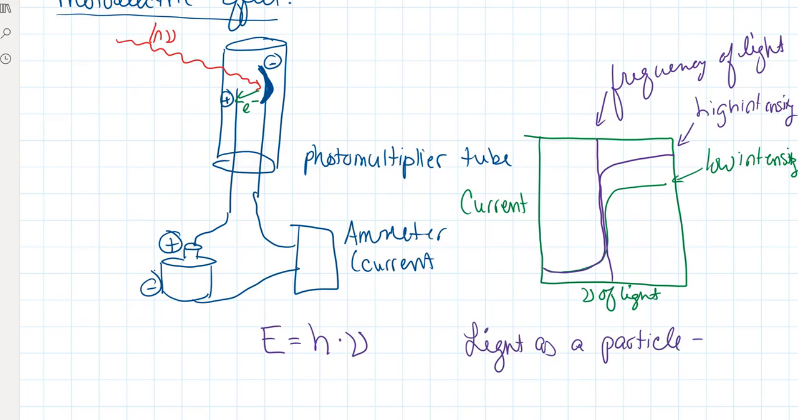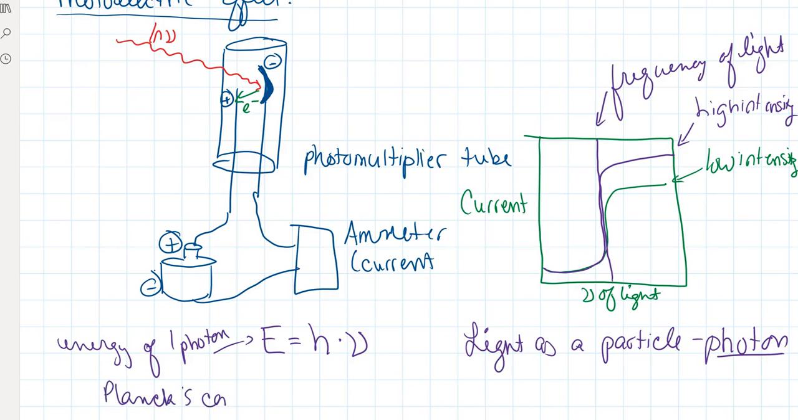And this way we can kind of count it. A particle of light is called a photon, and so this energy is the energy of one photon. h is Planck's constant. Max Planck was the guy that did all of the work on this in terms of light as a particle, and it's equal to 6.626 times 10 to the negative 34th joule seconds. And then frequency is in hertz, or 1 per second.